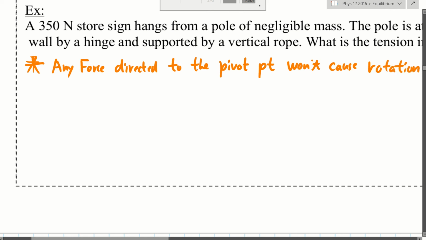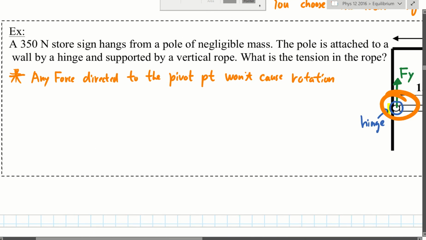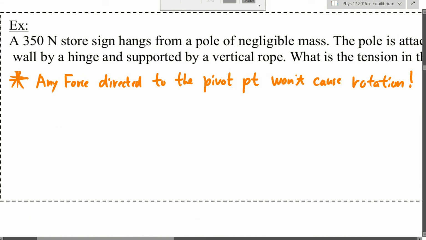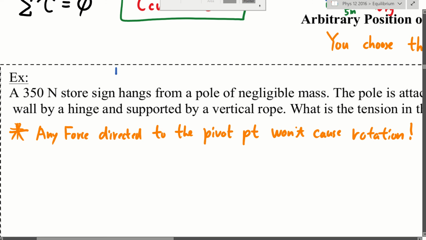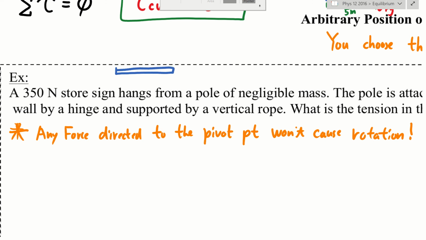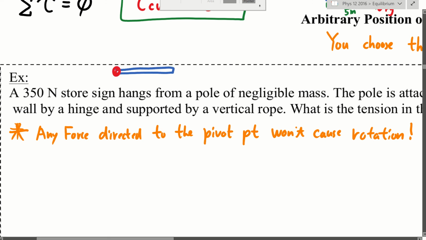Okay, any force directed at the pivot point will not cause rotation. For example, let me give you one picture. Here is a wooden pole and here is a pivot point. If you push on the pivot point, will that cause rotation?